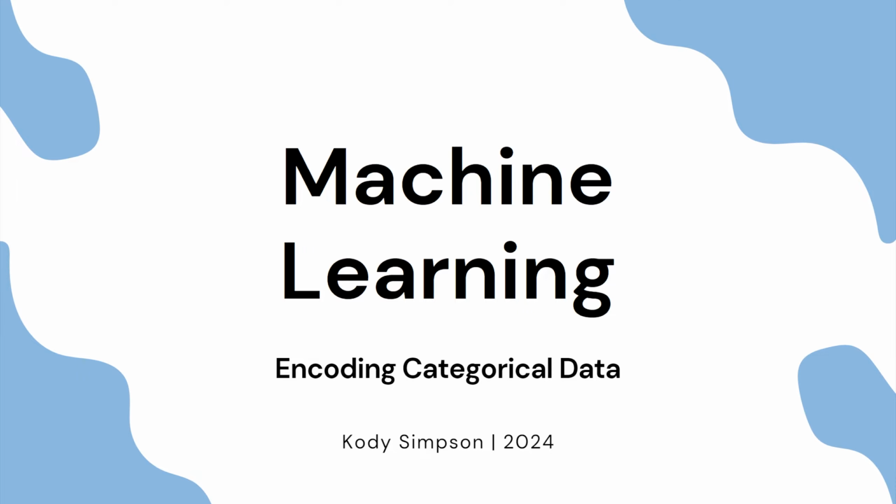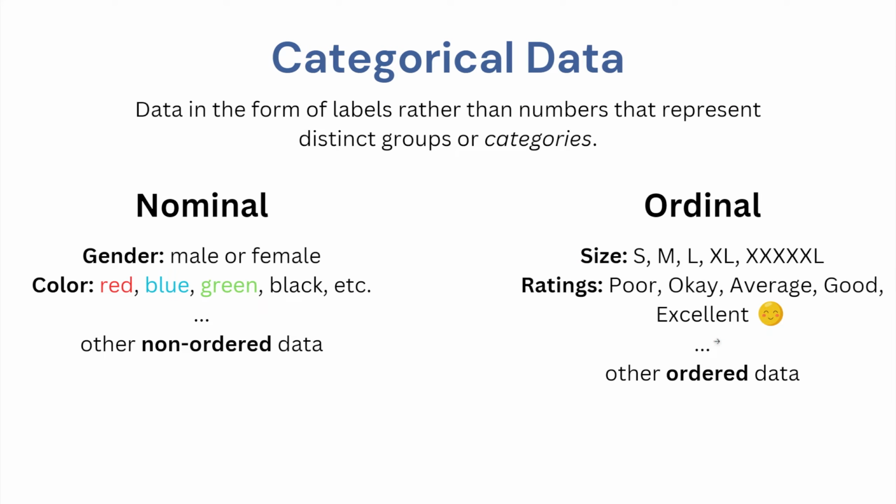In this video, I'm going to teach you how to encode categorical data in your dataset. This is another step in pre-processing your dataset for machine learning. Last time we learned about data cleaning, and next time we'll learn about feature scaling. So what is categorical data?